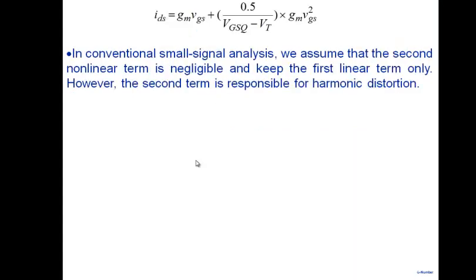So let's calculate an estimate of distortion. So IDS is GM VGS plus 0.5 VGSQ minus VT GM VGS square here. So what I'm calculating is the following. What is the distortion in IDS, the sinusoidal IDS? Because remember, how does amplification take place? The gate to source voltage VGS, which is a sinusoid, generates a sinusoidal IDS. And the sinusoidal IDS flows through a resistor and generates the voltage. So there's no distortion from IDS to V0.